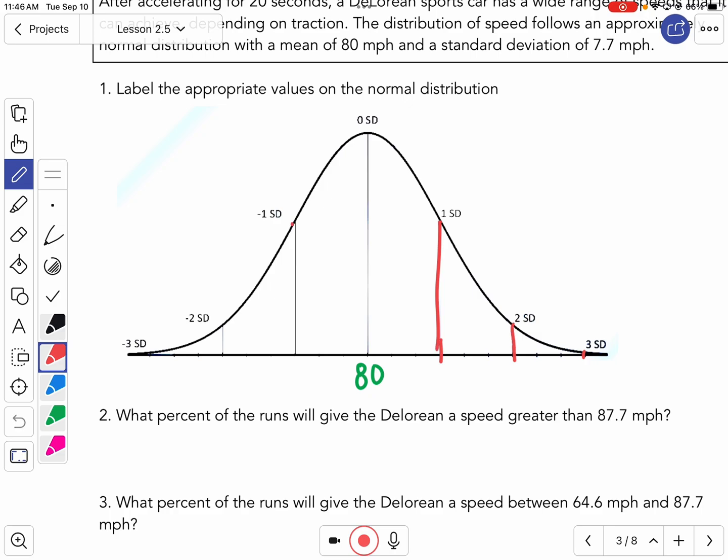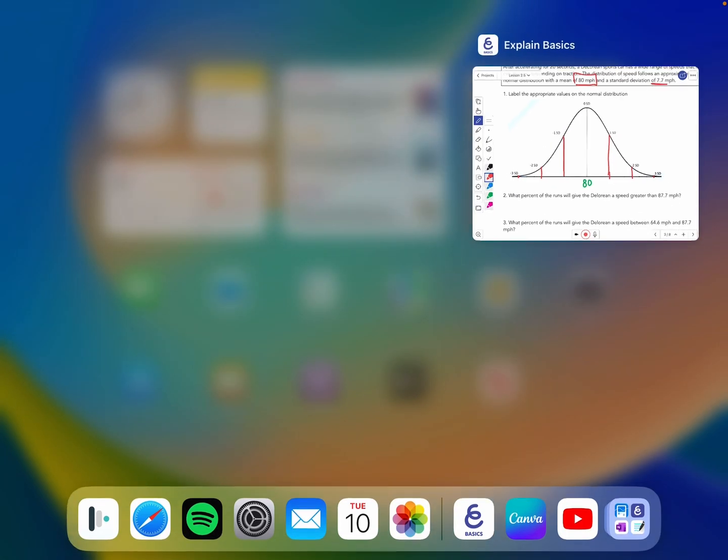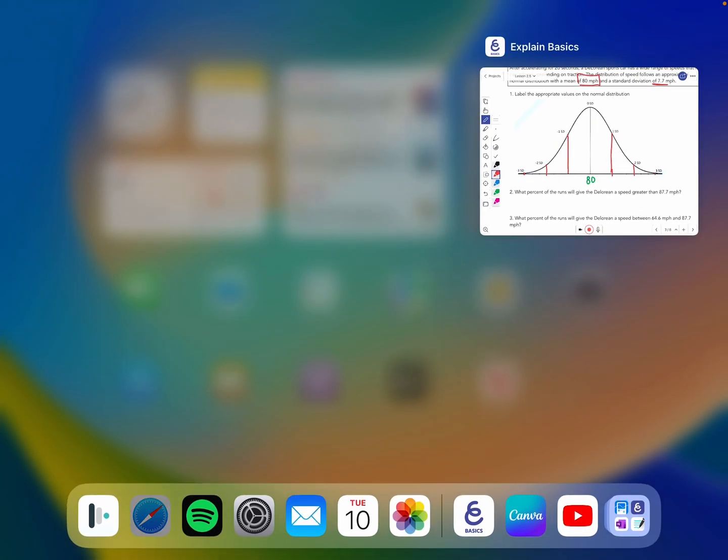So if you would, let's go to statsmedic.com/applets. Okay, and we're going to let it label based on what we have here, a mean of 80 and a standard deviation of 7.7. Okay, so we're going to let it do the hard work for us. And we'll be flipping back and forth quite a bit today.